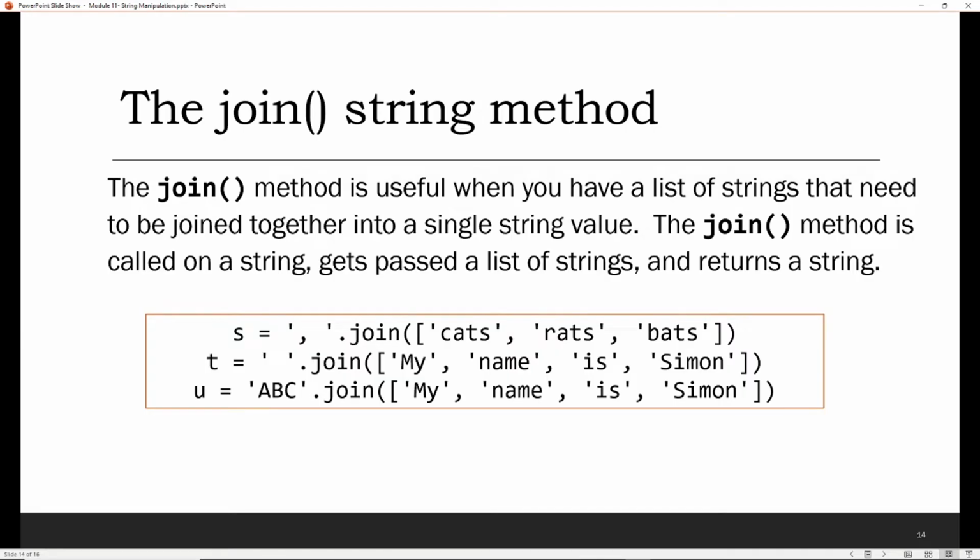The join method is useful when you have a list of strings that need to be joined together into a single string value. The join method is called on a string, gets passed a list of strings, and returns a string. So you can see the following example. We have s equals a comma with a space, dot join cats, rats, and bats. So what this will do is join these three strings inside of the list, cats, rats, and bats, with the comma and the space.